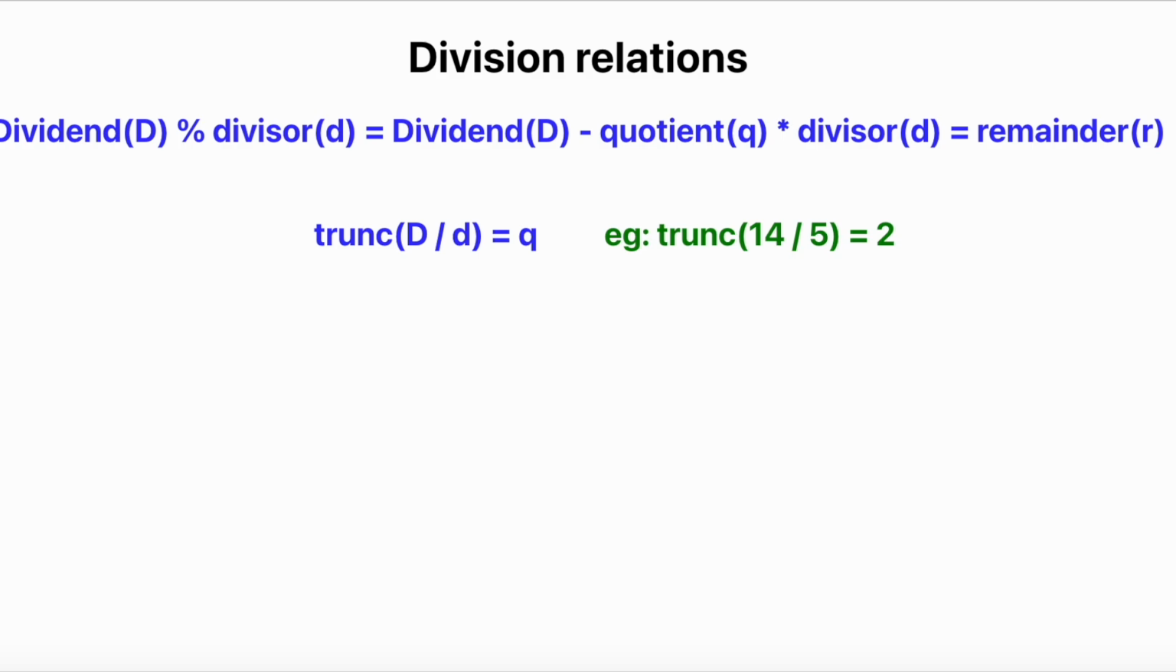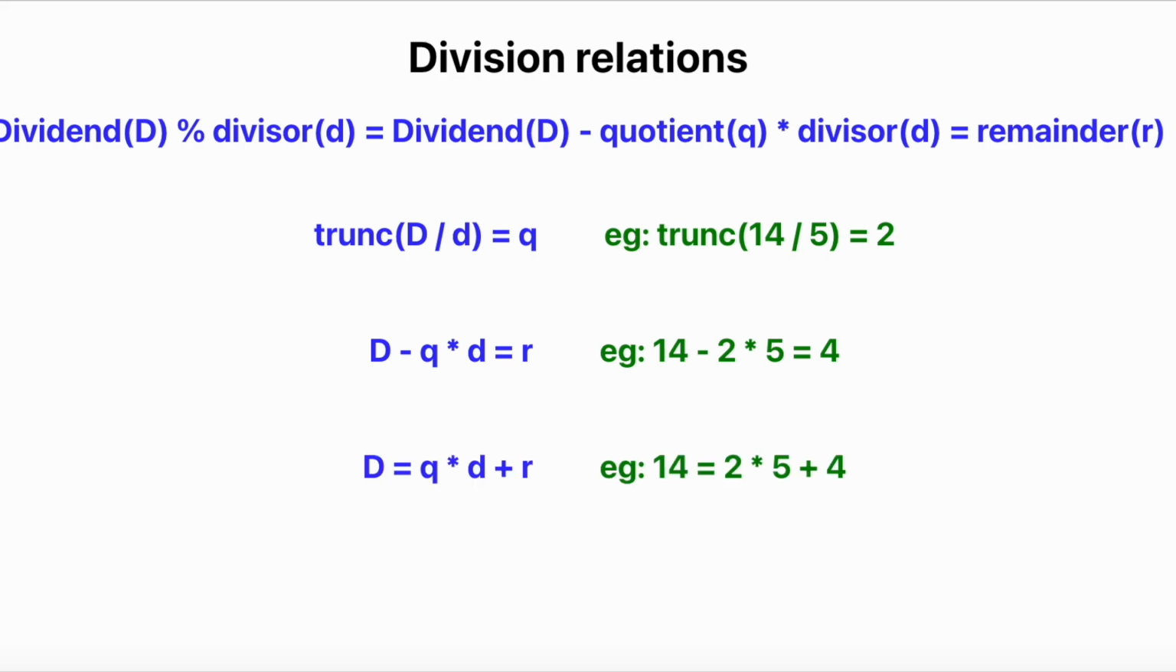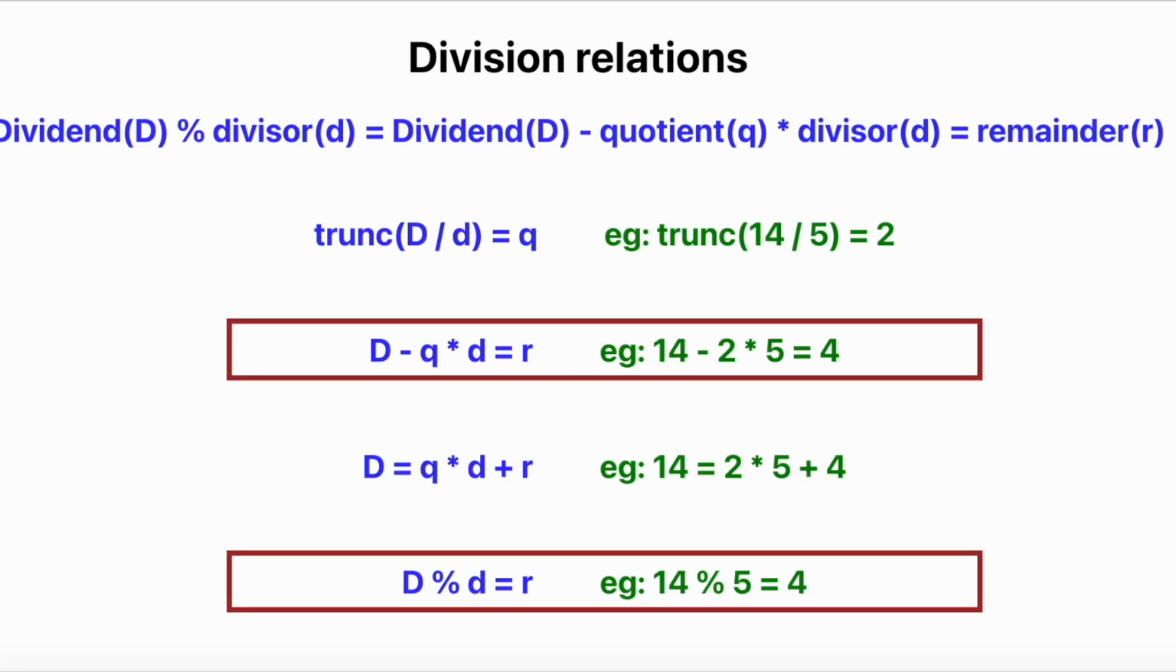Dividend by divisor, after truncating the decimal part, we get the quotient, and dividend minus quotient multiplied by divisor is the remainder, that can be written as dividend equals quotient multiplied by divisor plus remainder. Finally, dividend mod divisor is the remainder. Here the second and fourth equations have the same RHS.